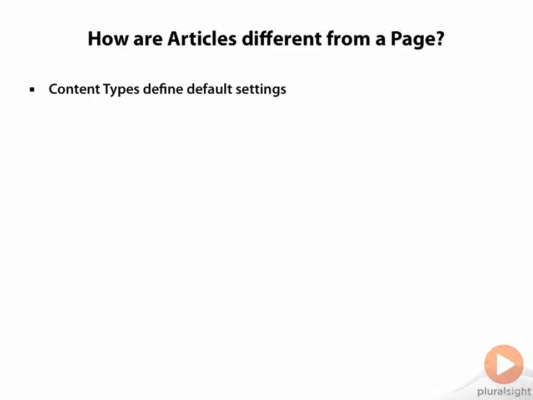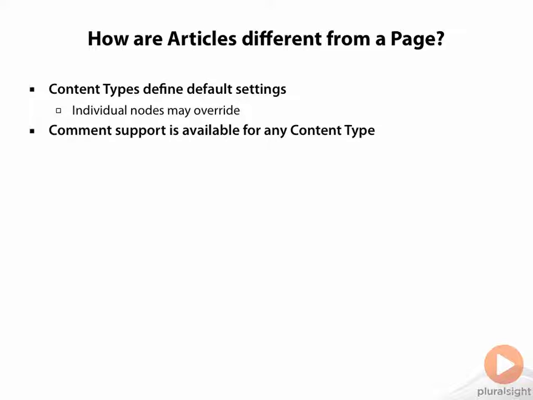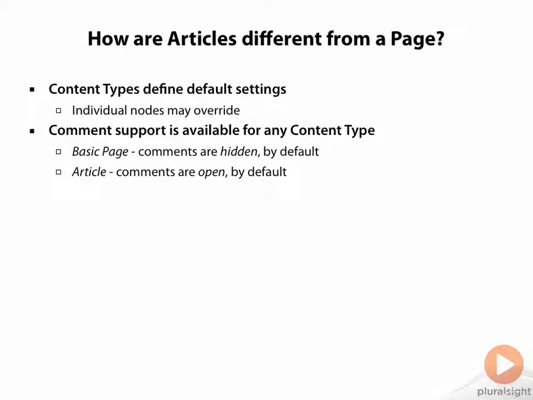So first off, content types define default settings for the nodes that they're going to create, although these settings could be overridden for any individual node. As we look at the relationship between content types and nodes, let's look at a contrast between articles and basic pages. While it's available for any content type, with a basic page, comments are hidden by default, whereas with an article, they're open by default.